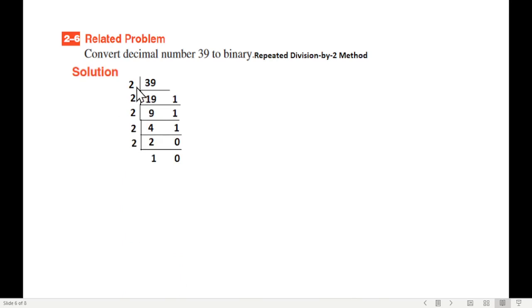The next question is 39, but we have to find this by the repeated division method. And the repeated division method is just you keep dividing by 2. So 39 divided by 2, we get 19 and carry 1. Then 19 divided by 2 is 9, carry 1. And 4 divided by 2 is 2, carry 0. And 2 divided by 2 is 1, carry 0. So this is the answer.